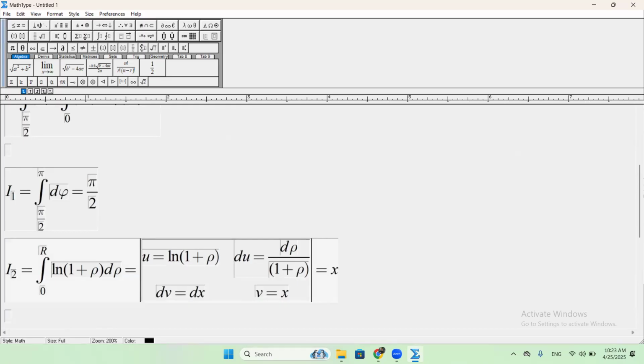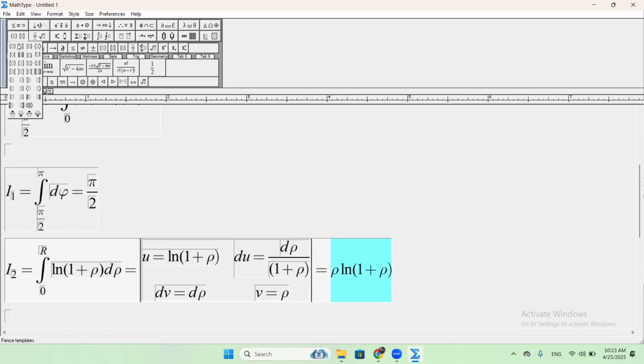But why dx? Yeah. Sorry. Yeah, thank you for your attention. Just automatically. So now everything is correct. So rho multiplied by logarithm of 1 plus rho with the following substitutions, from 0 to r.